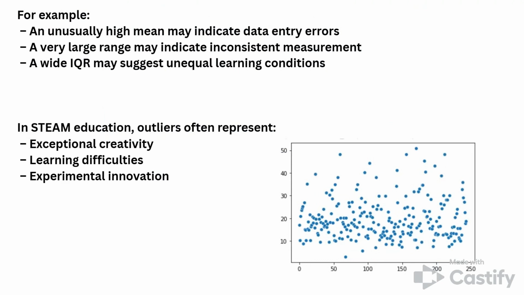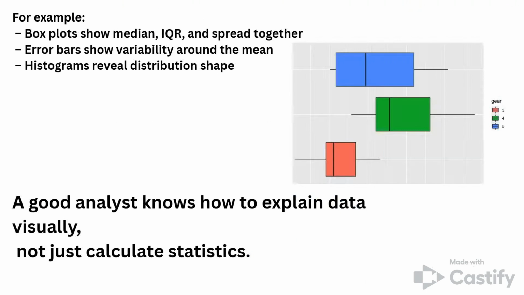Outliers should not be removed automatically. In STEM education, outliers often represent exceptional creativity, learning difficulties, experimental innovation, or skill. Data analysts should first investigate before making decisions. In data analytics, numbers alone are rarely presented without visuals.